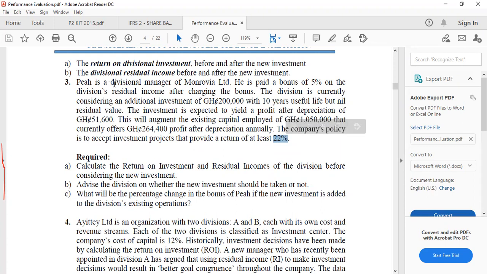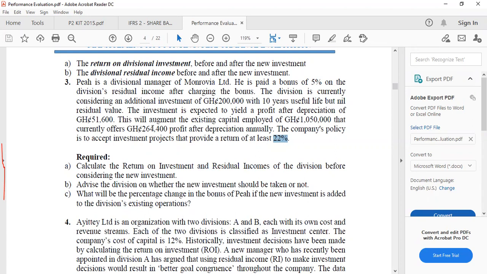So this question, let me see. Pell is a divisional manager of Morovia Limited. He is paid a bonus of 5% on the division residual income after charging the bonus. The division is currently considering an additional investment of 20,000 with a 10-year useful life, but no residual value. The investment is expected to yield a profit after depreciation of 5,600. This will augment the existing capital employed of 1,050,000, that currently offers 264,400 after depreciation annually. The company policy is to accept investment projects that provide a return of at least 22%.